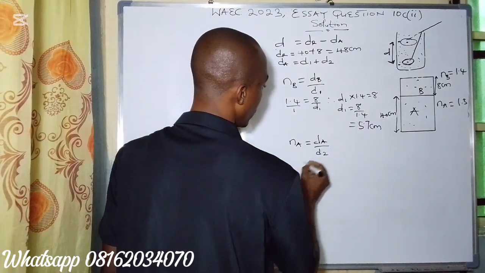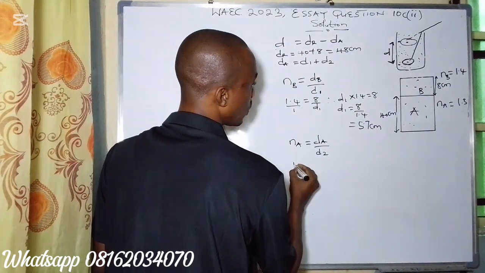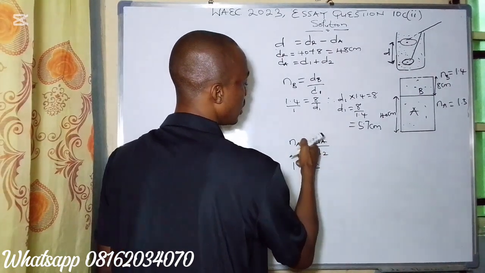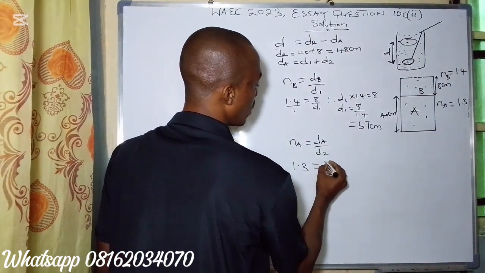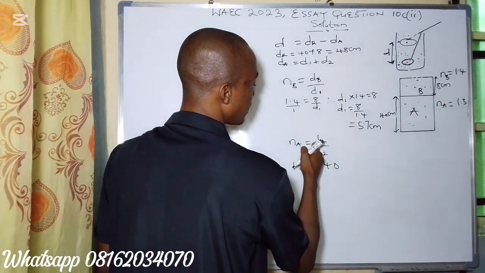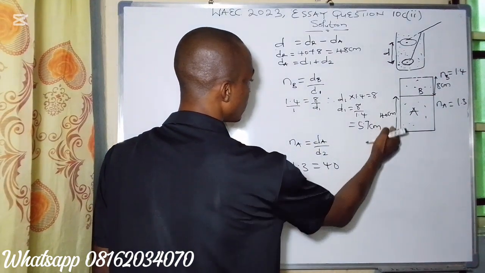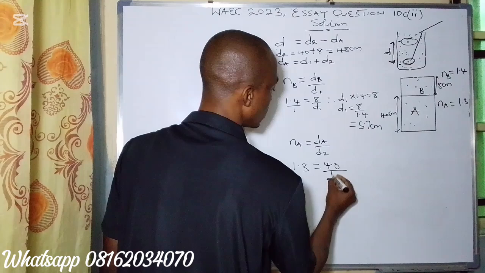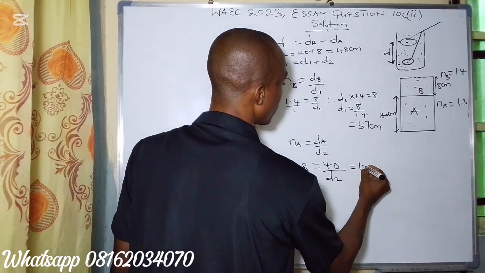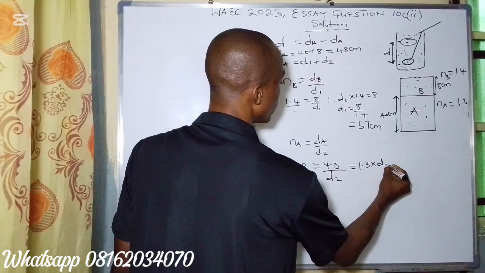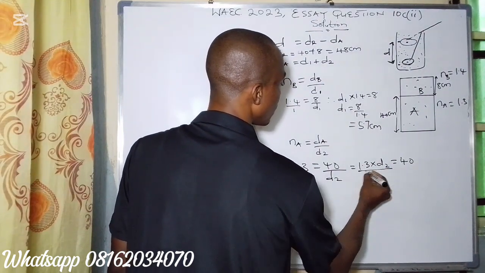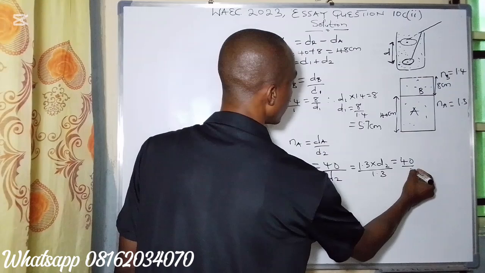If we do that, what do we have? We're going to have 1.3, which is the refractive index of this. Now the real depth will be 40, which is already given. Sorry, the real depth I mean to say. This is the real depth, 40 over D2. So now by the time we cross multiply, we have 1.3 times D2 equal to 40. Now divide both sides by 1.3.